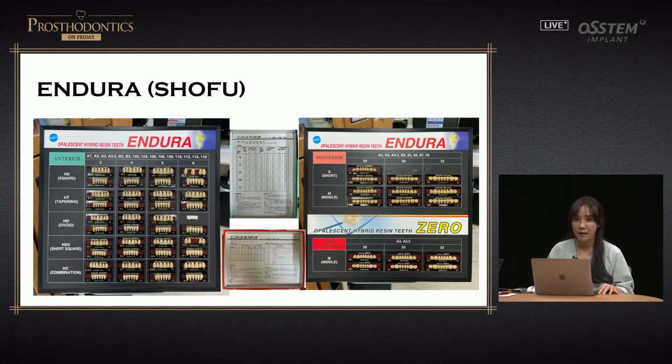Busan University uses Endura from Shofu quite a lot. The Endura is using composite resin containing fillers like the ones you saw before. Caution: these are hard resin teeth that need to be attached to the denture base, so to increase the bonding strength to the denture base, there is an acrylic resin layer at the bottom of the teeth.